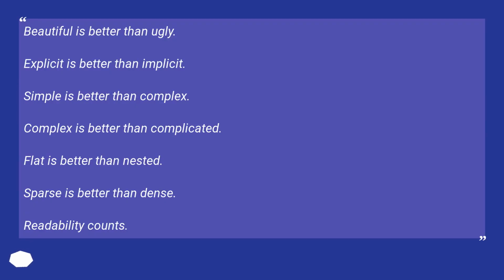Beautiful is better than ugly. Explicit is better than implicit. Simple is better than complex. Complex is better than complicated. Flat is better than nested. Sparse is better than dense. Readability counts.